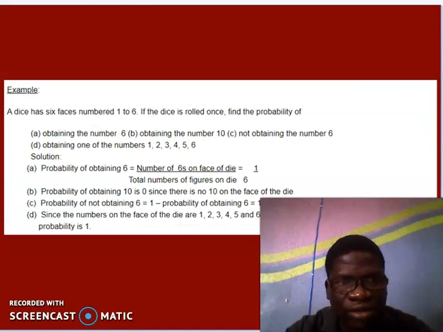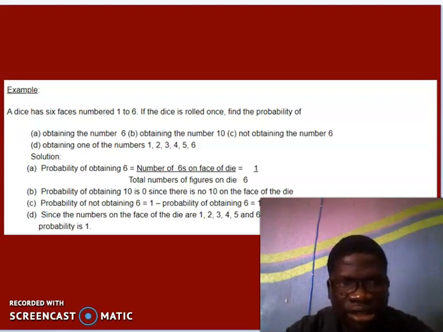Let's look at example 1. A dice has 6 faces numbered 1 to 6. If the die is rolled once, find the probability of A, obtaining the number 6; B, obtaining the number 10; C, not obtaining the number 6; D, obtaining one of the numbers 1, 2, 3, 4, 5, 6.